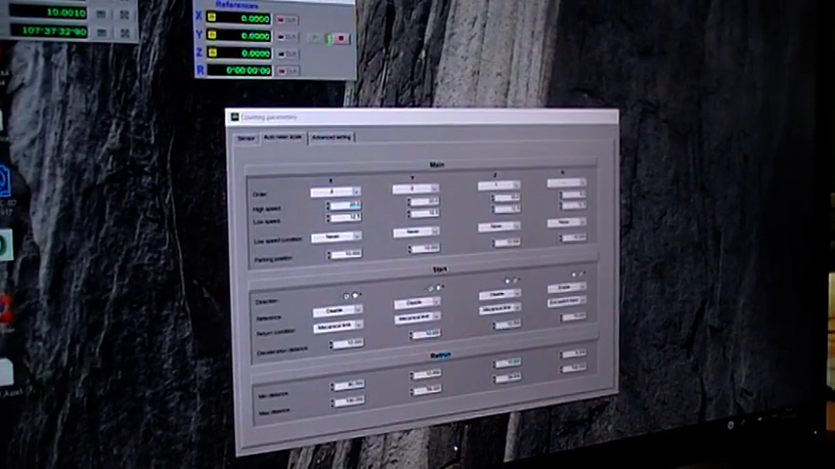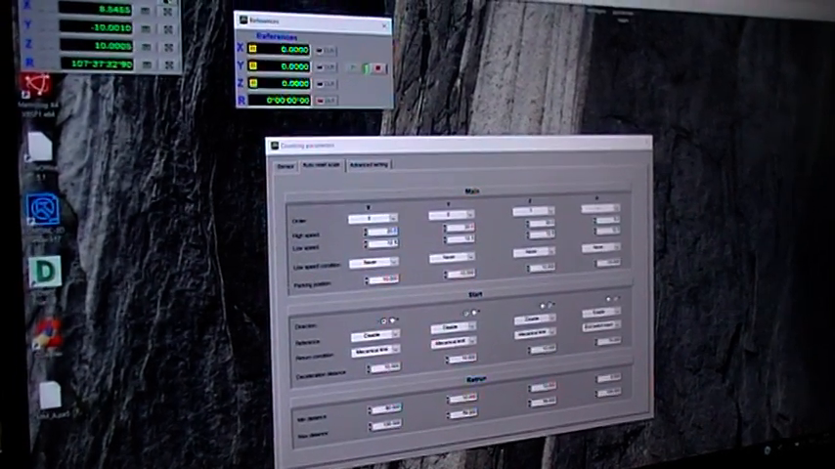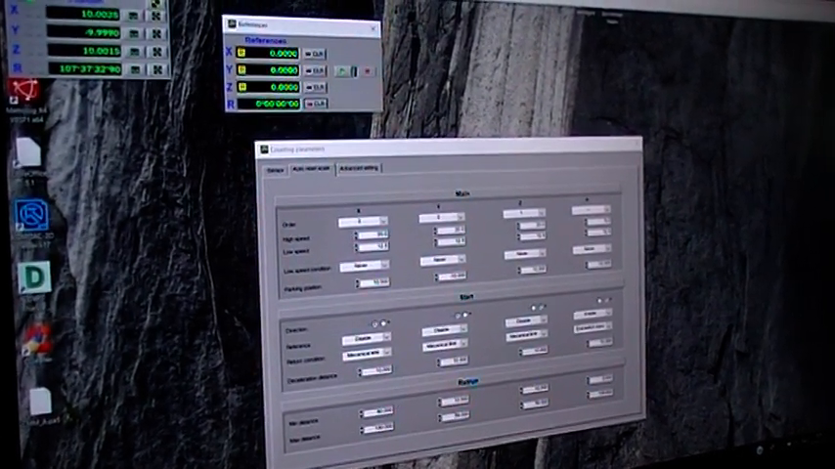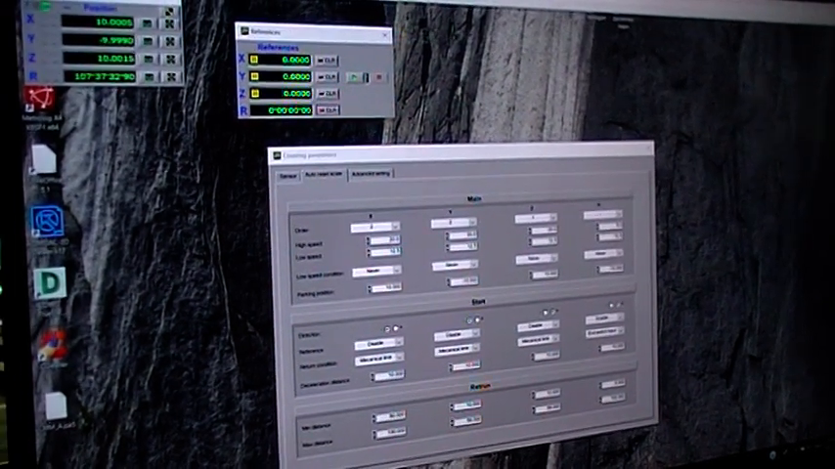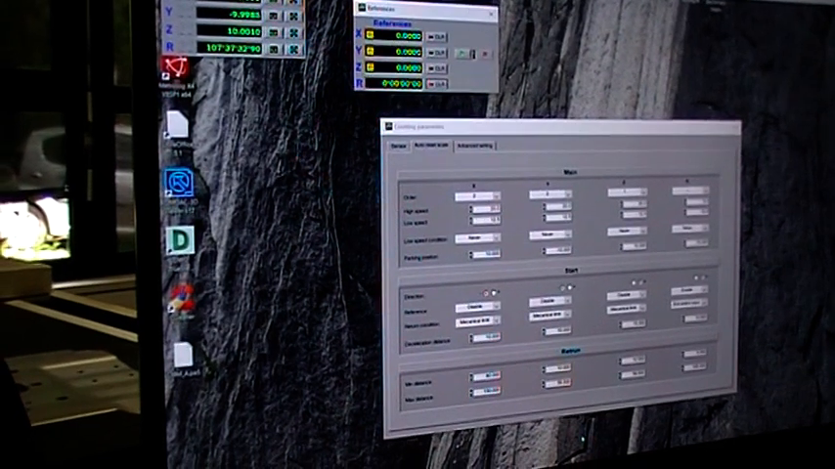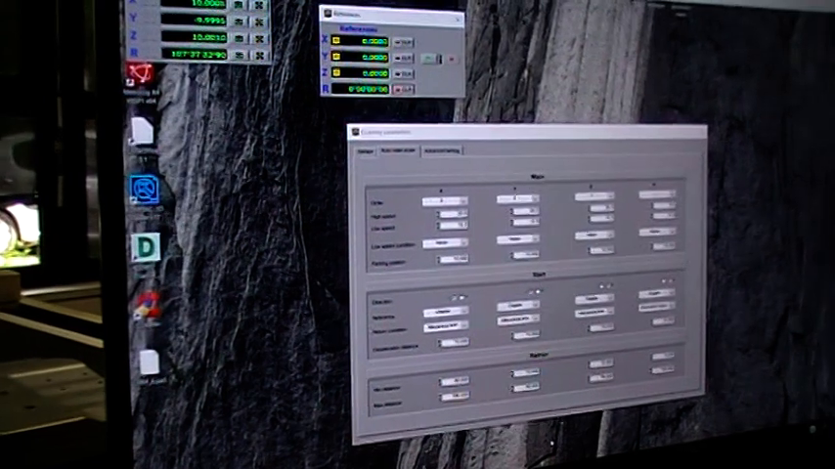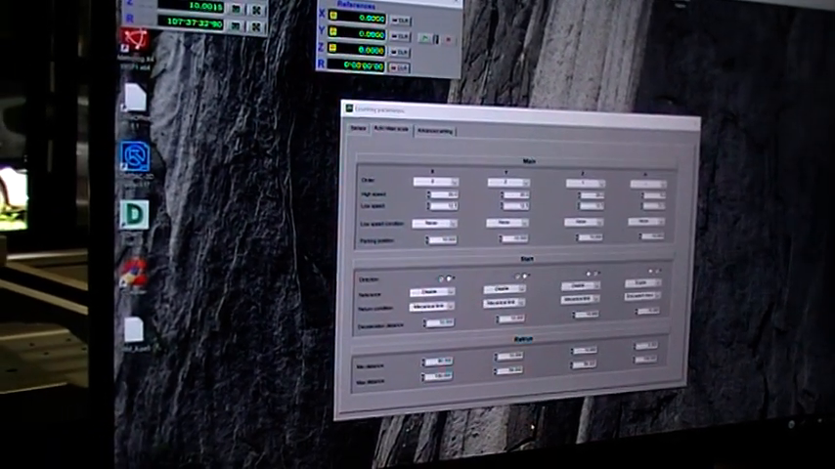For Z at 10 mm, by the way, it found it right away. For X also 10. So what do you think? It seems to be okay or not? I think it's okay now. Yes. So the reference marks are taken, no problem.